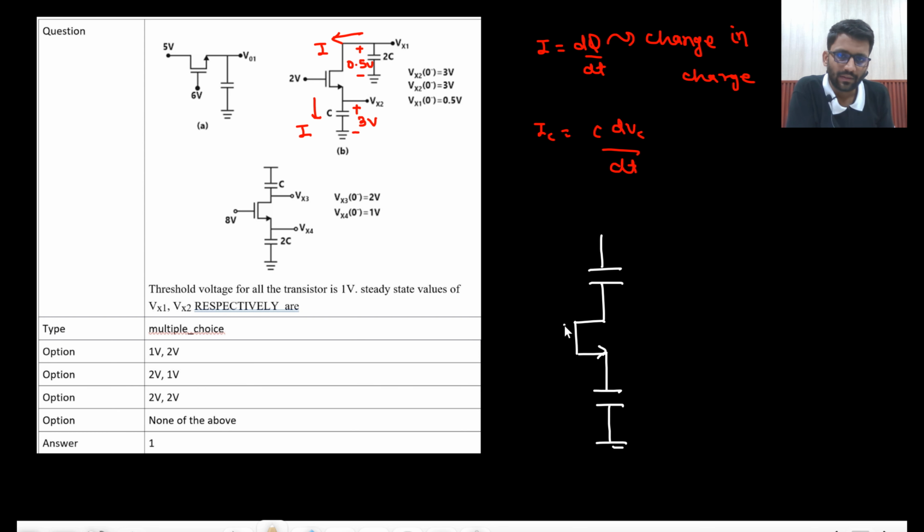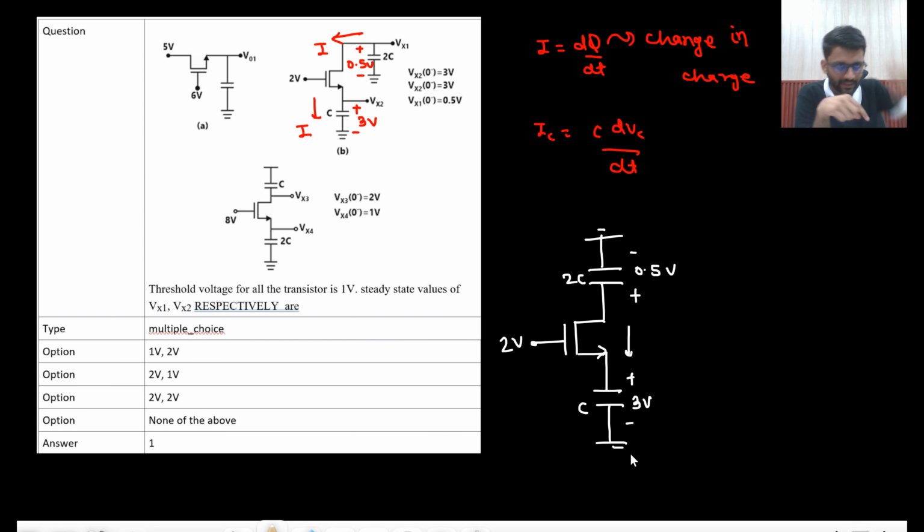This is the circuit. This node is at 2 volt. This is grounded. This is charged to 0.5 volt. This is capacitor 2C, and this is capacitor C. Okay. Current will be flowing in this direction. This is 3 volt. First tell me one thing.